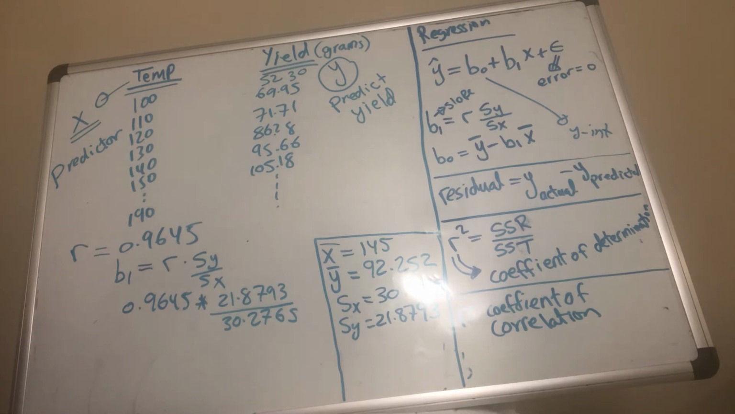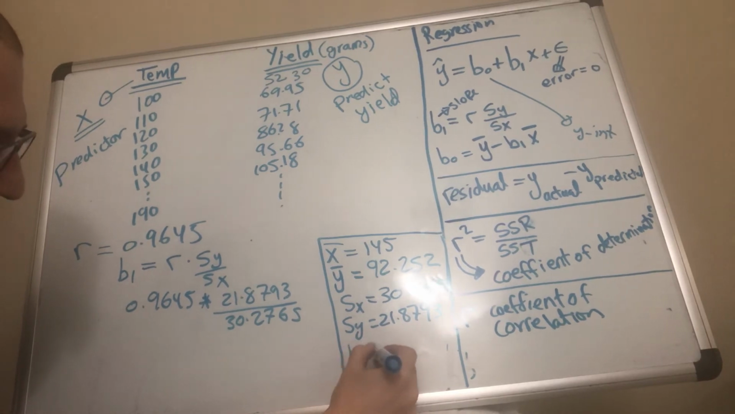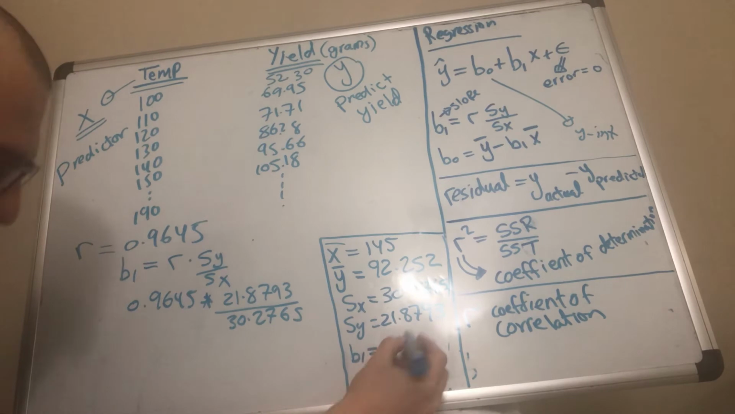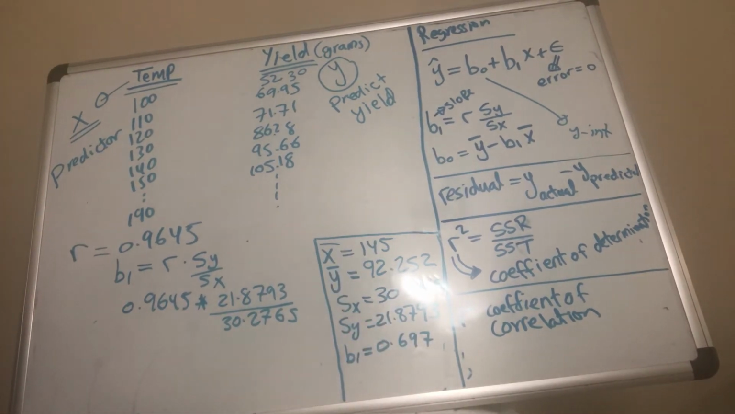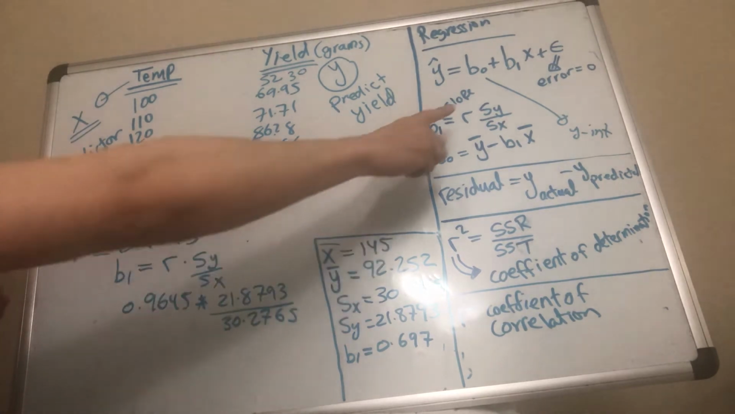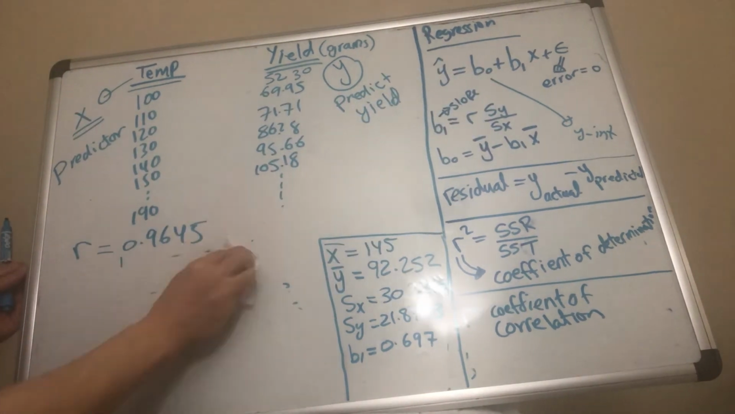9645 times 218793 over 32765, and the number would be 697. So the number here is 0697. I'll add it here. B1, the slope, is 697. Okay. To be able to use this formula, after finding the slope, I need B0.